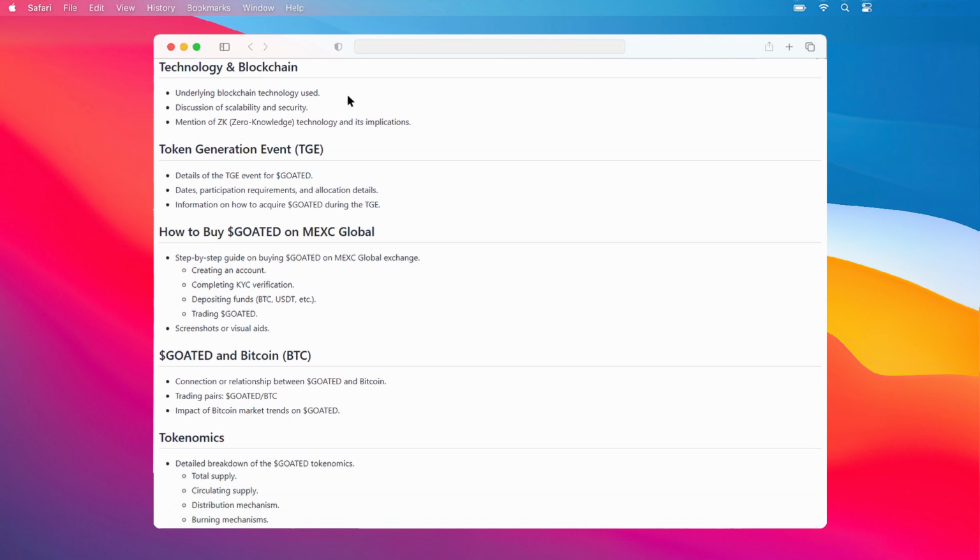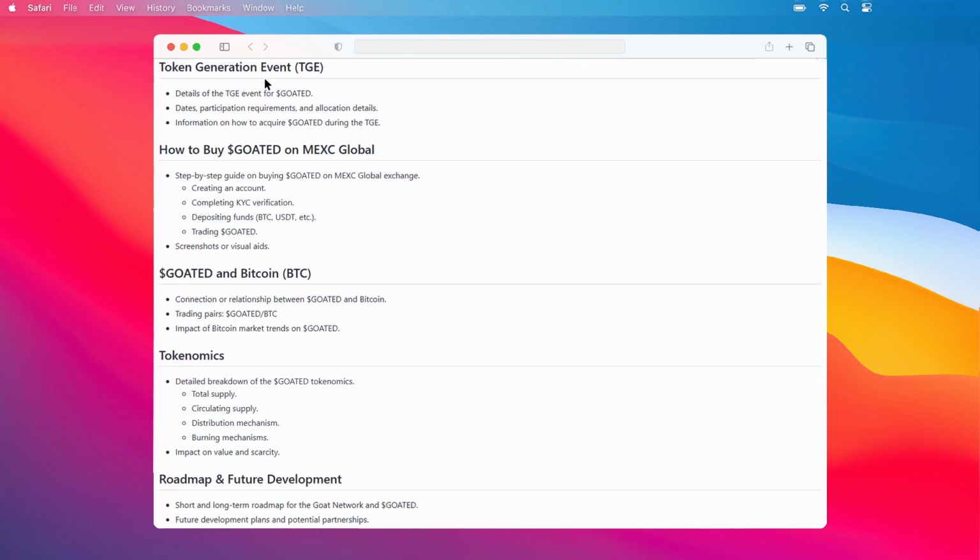Key technology underpinning GOATED relies on blockchain technology, and we'll examine aspects like scalability and security. We will also touch on ZK, or zero-knowledge technology, and consider how it impacts the network. A key event to watch is the Token Generation Event, or TGE, for GOATED. We'll provide details on dates, participation requirements, and how the tokens will be allocated, giving you the information you need to potentially acquire GOATED during this initial offering.